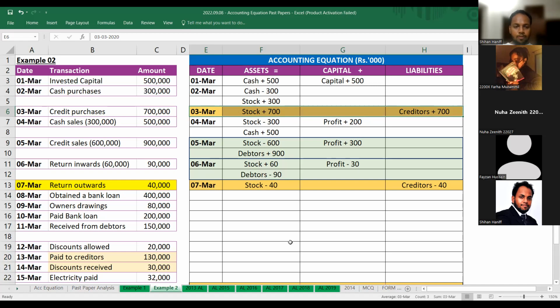Next, obtain the bank loan. We have done this earlier. Cash increase, bank loan increase. Drawings. Cash will reduce and the capital will reduce.